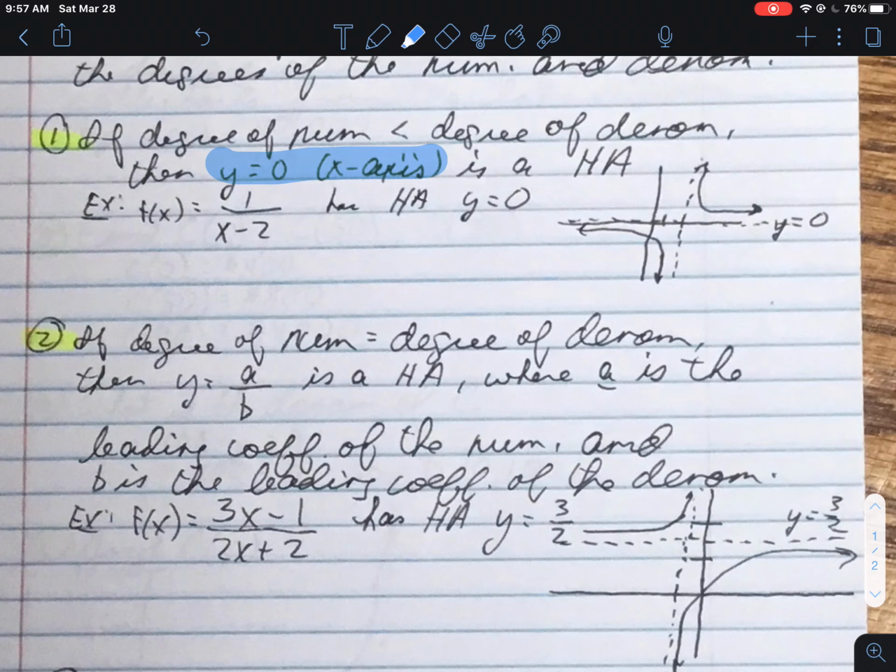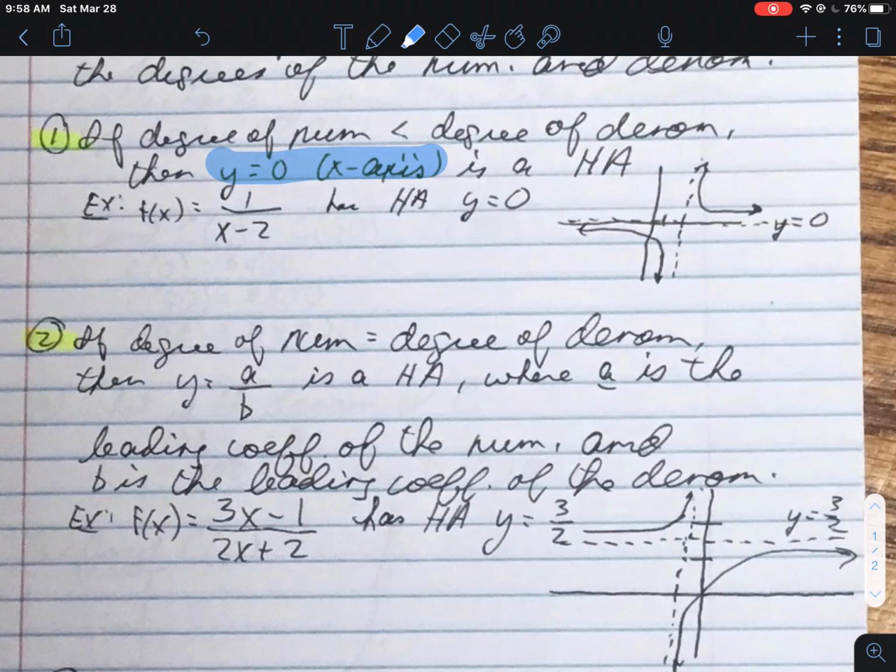So for example, f of x equals 1 over x minus 2. The numerator is degree 0, the denominator is degree 1. Automatically, I know that the x-axis is the location of our horizontal asymptote. And again, the equation there is y equals 0. We're always giving the horizontal asymptote as the equation of a horizontal line, y equals whatever that number happens to be. Now, we also have a vertical asymptote at x equals 2. The function is undefined at x equals 2, so there is a vertical asymptote there as well.